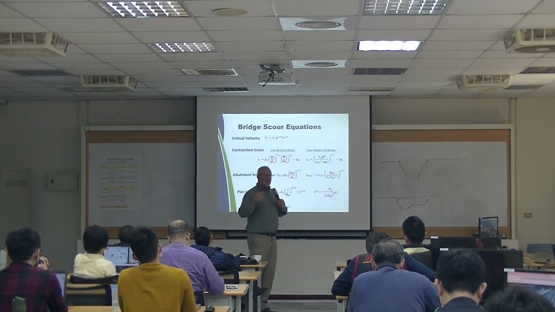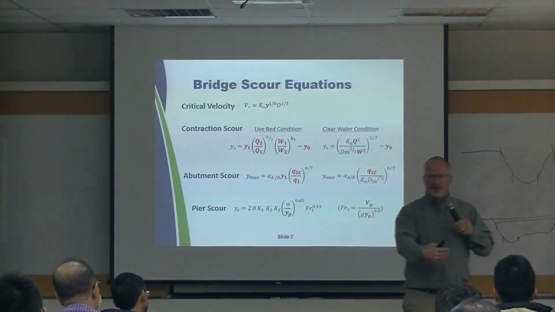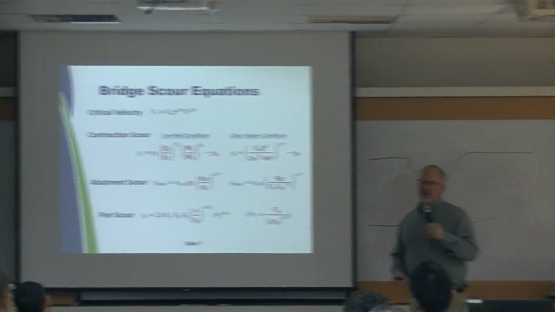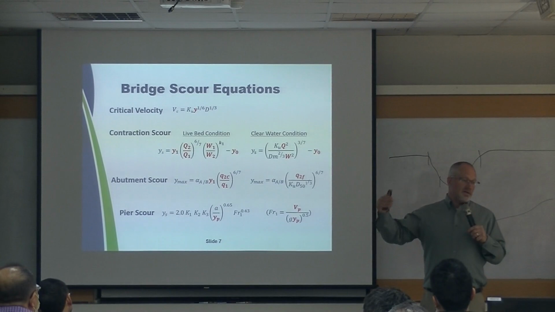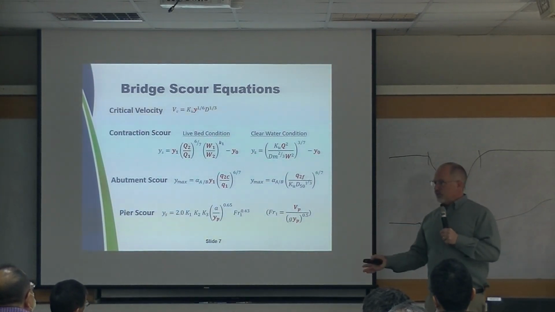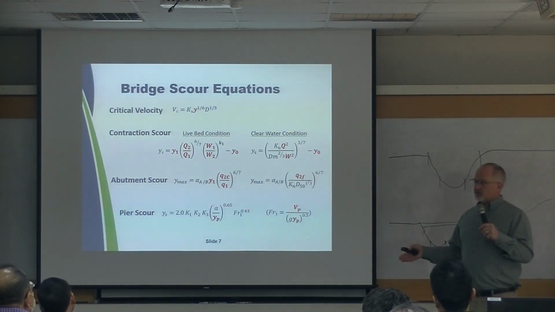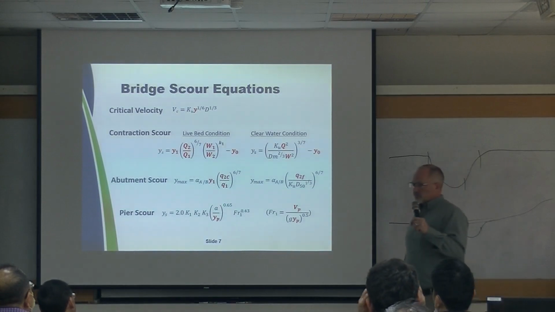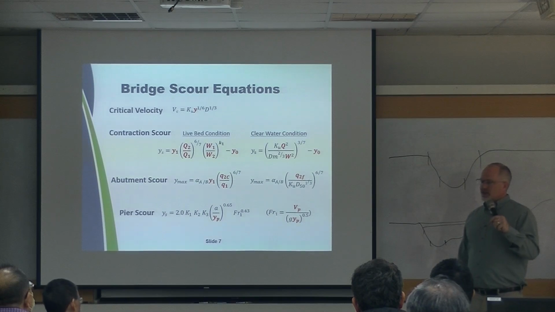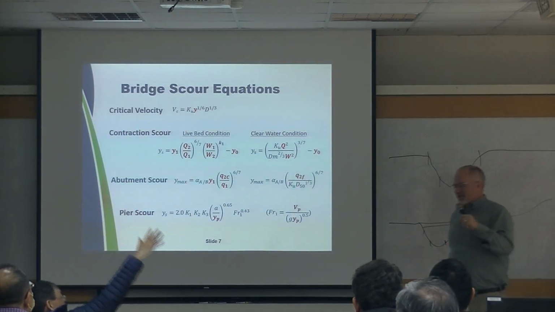If the material's moving, then we have a live bed scour condition. That means material is being delivered from that upstream approach section to the bridge section. If our critical velocity is greater than the average velocity of the approach channel, that means material is not moving, and so we're going to have a clear water scour case at the bridge. So do you use the average velocity? Yes, use the average velocity. That's a great question.